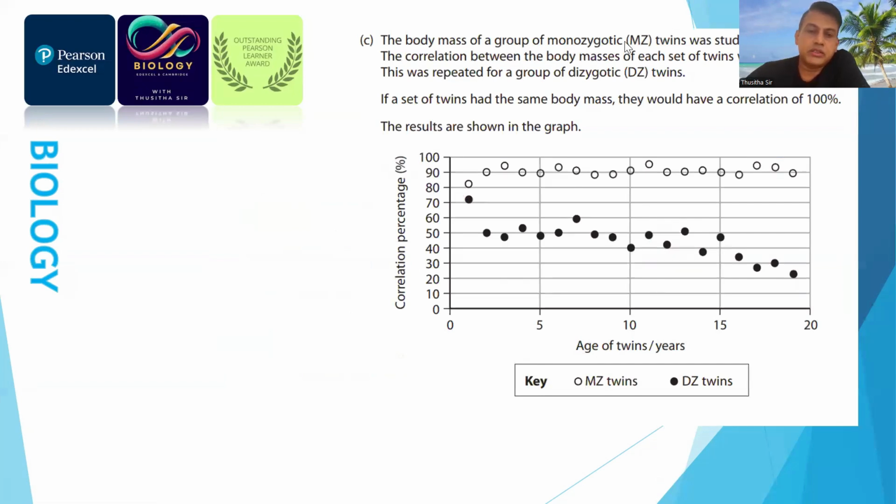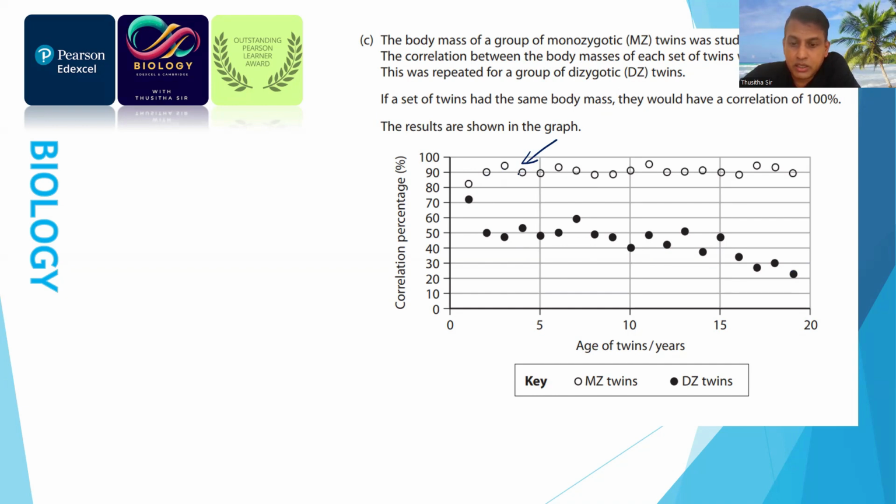Next one. The body mass of a group of monozygotic twins was studied for 19 years. The correlation between the body mass of each set of twins was calculated. This was repeated for a group of dizygotic twins. If a set of twins had the same body mass, they would have a correlation of 100%. So we don't see 100%, and up to 19 years, even this one is identical twins, monozygotic.